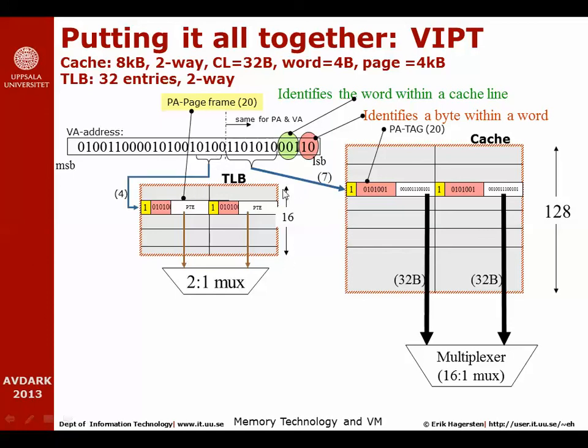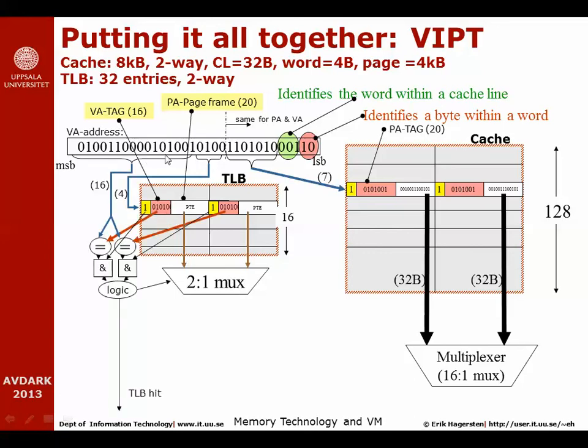We have 16 different entries in this cache, 16 different sets. So that means we're going to use 4 bits to index into the cache, which means we're going to have a virtual address tag of 16 bits, and those 16 bits will be compared with the most significant 16 bits of the virtual address. If it's a hit in any of these ways, the logic will choose the left or the right address translation, depending on which one matched.